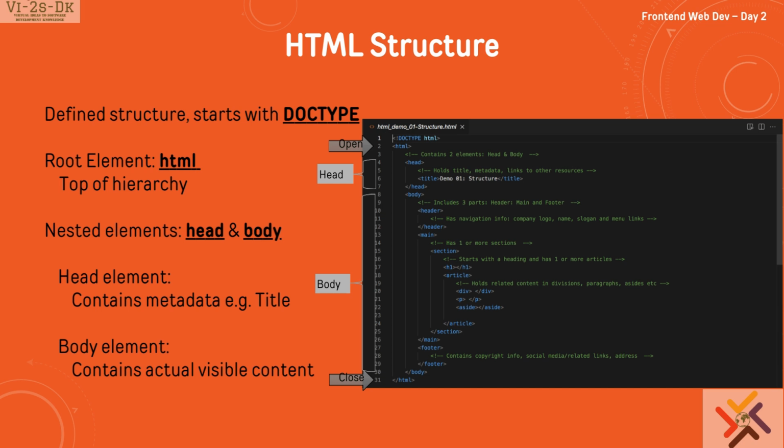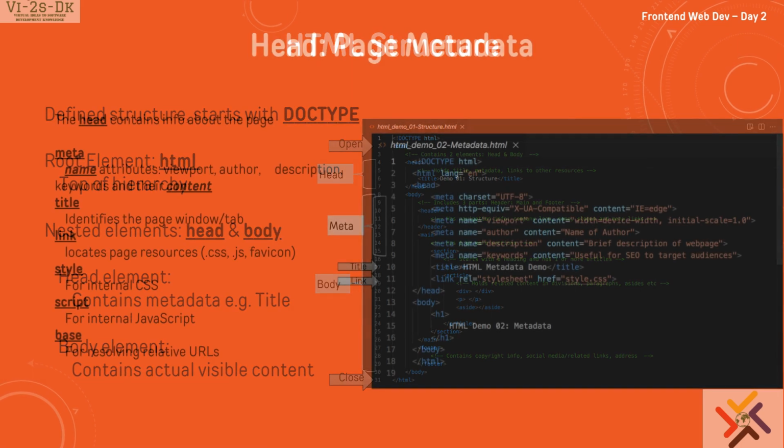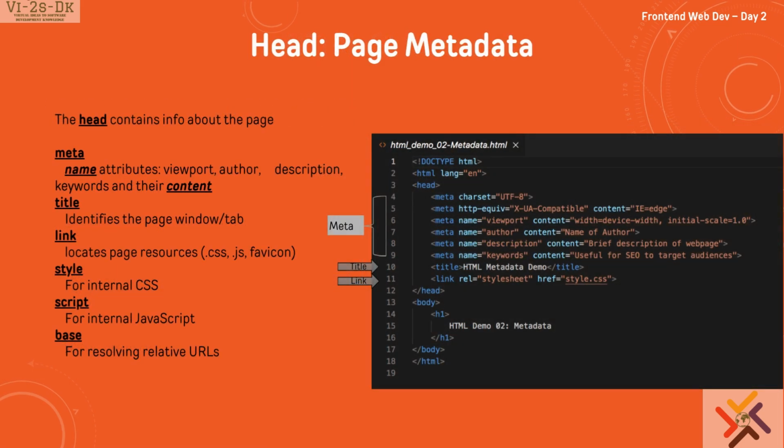The head element contains metadata about the web page, just like any human being could have a passport. The passport is not a human being, but the passport has information about the human being. So the head element has information about the web page, like the title of the web page. The metadata, things like the author, description, and keywords that are very useful for search engine optimization. You can also link other documents to the web page. You can include the CSS style, the JavaScript, and so on and so forth.